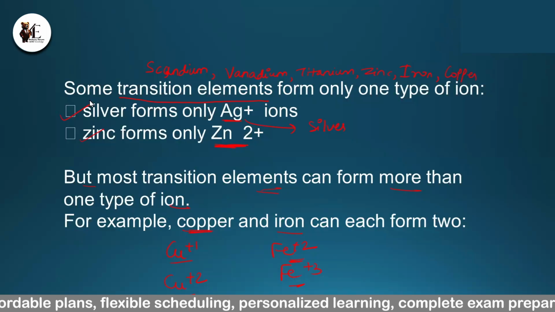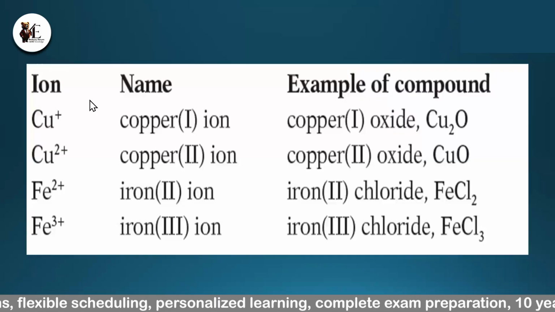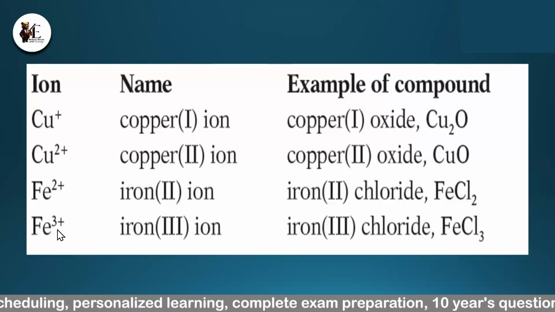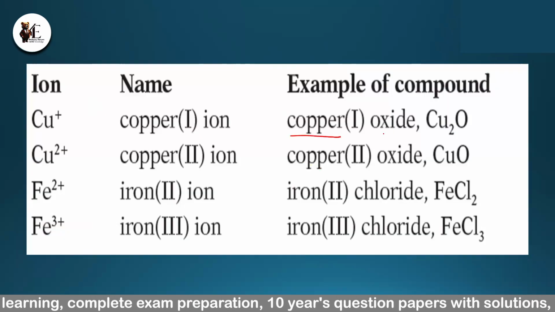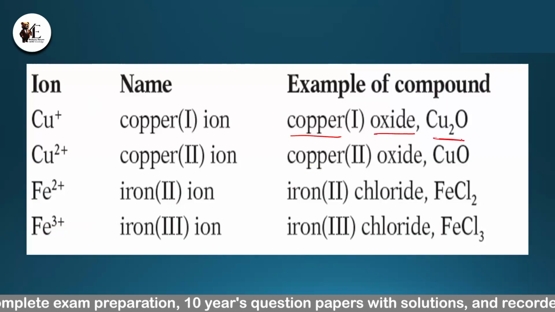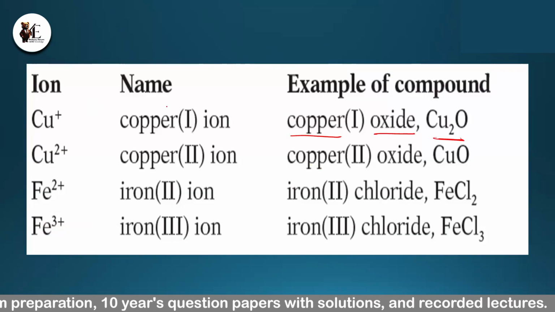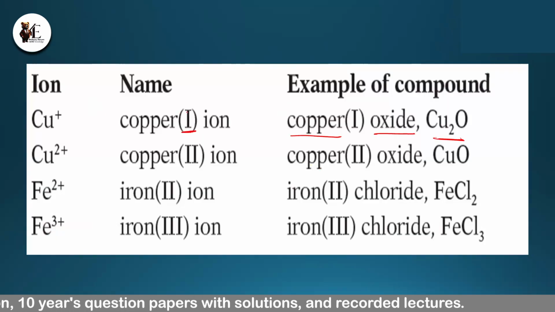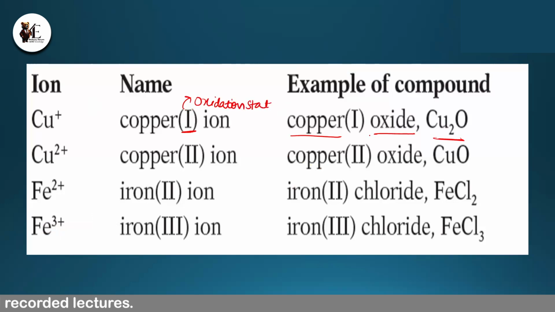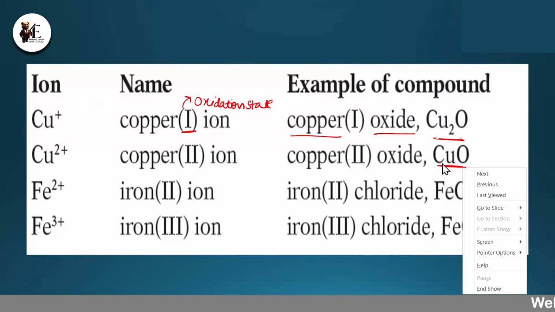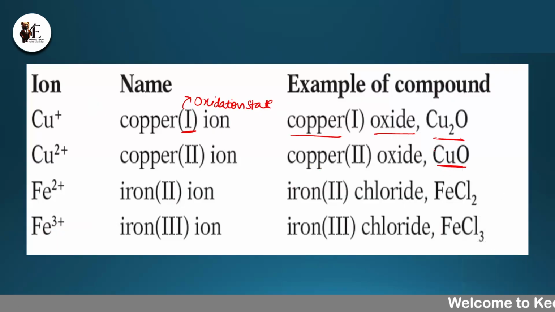Okay. The examples of copper plus 1 and copper plus 2, iron plus 2 and iron plus 3 are these ions. Copper oxide, Cu2O, where copper exists in plus 1 oxidation state. This number written in Roman numerals is the oxidation state, or you can say the valency also. Copper oxide, CuO, here copper exists in plus 2 oxidation state.